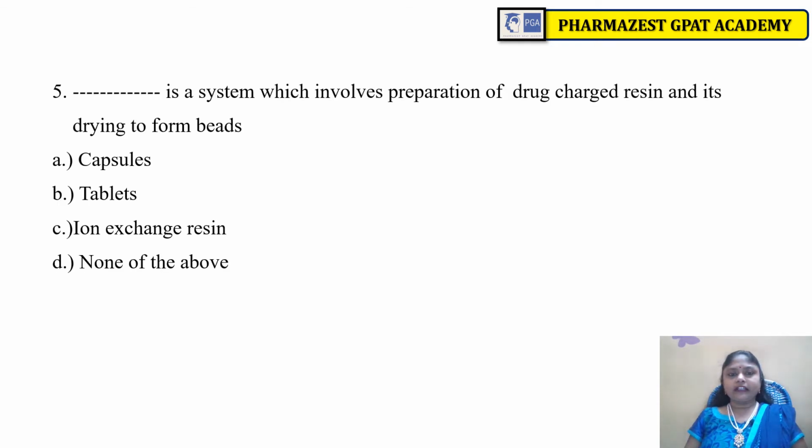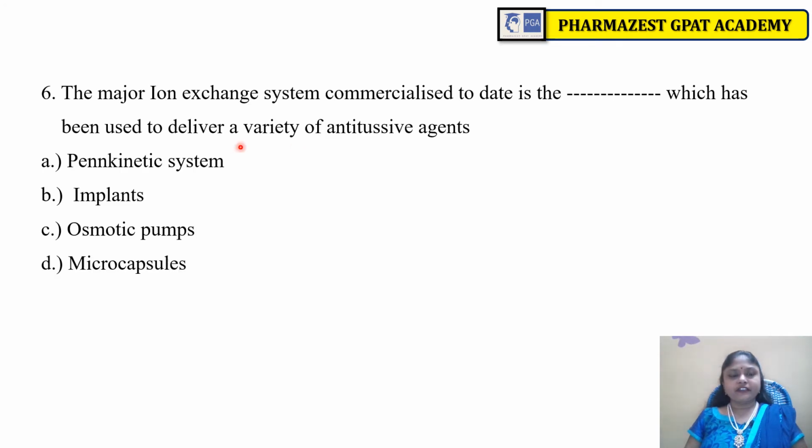And the next question is, dash is a system which involves preparation of drug charged resin and its drying to form beads. The options are A. Capsules, B. Tablets, C. Ion exchange resin and D. None of the above. So what is the right answer? The right answer is ion exchange resin. So ion exchange resin is a system which involves preparation of drug charged resin and its drying to form beads.